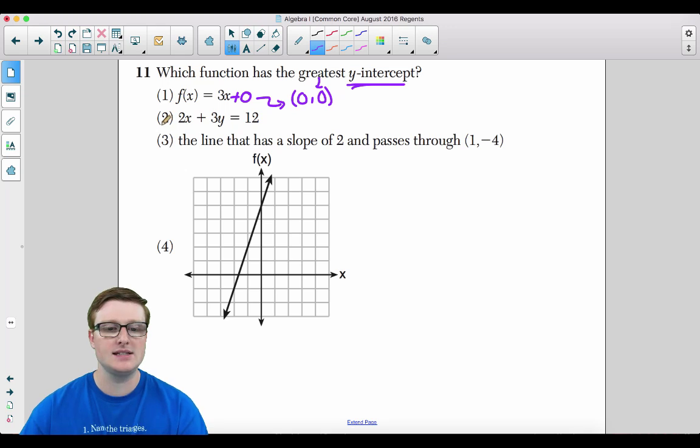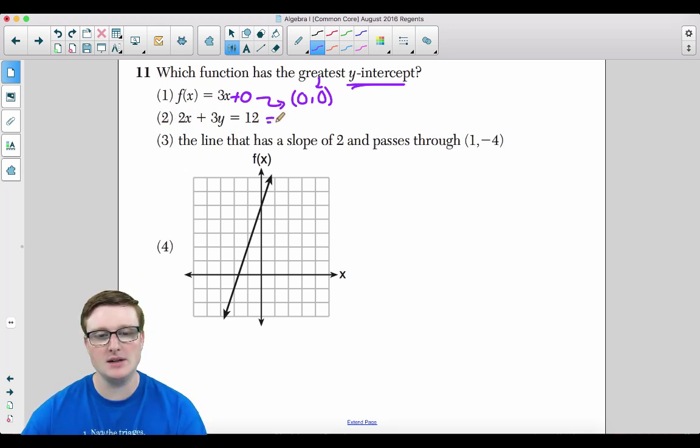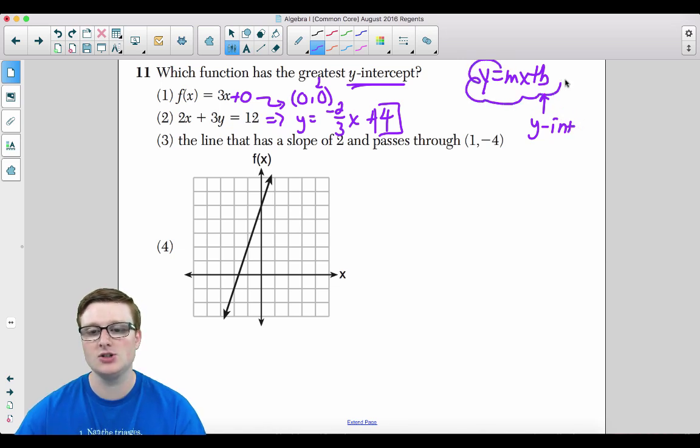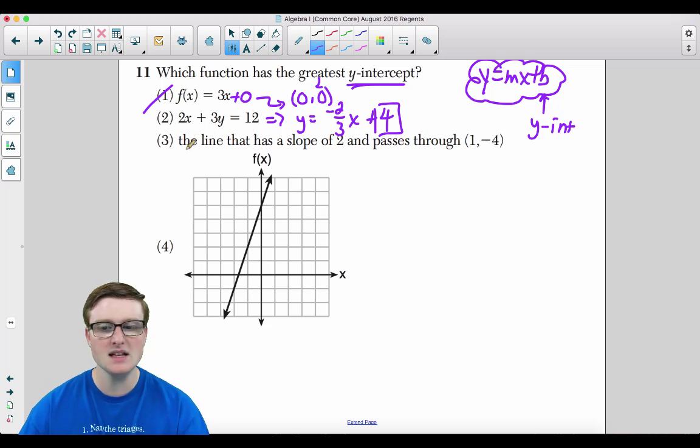Okay, let's take a look at choice 2. Well, if we subtract the 2 on both sides and we divide by 3 to convert it into y equals mx plus b form, that is y is equal to negative 2 over 3x plus the number 4. So that 4 is your y-intercept. Remember, we're trying to figure out y equals mx plus b. B, ladies and gentlemen, is your y-intercept. Okay? So 4 beats out 0. Choice 1 is incorrect.